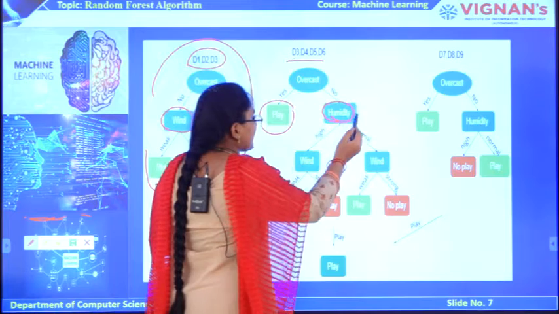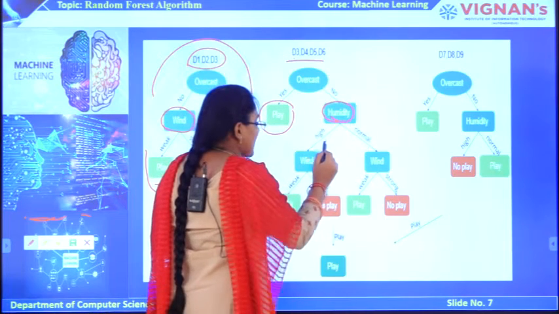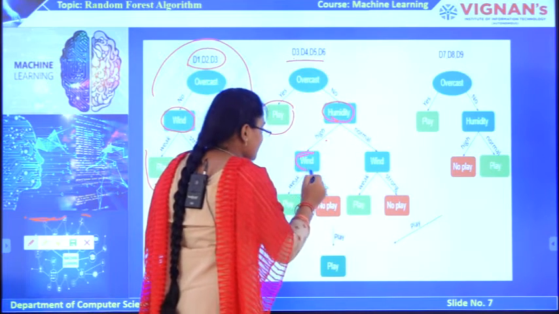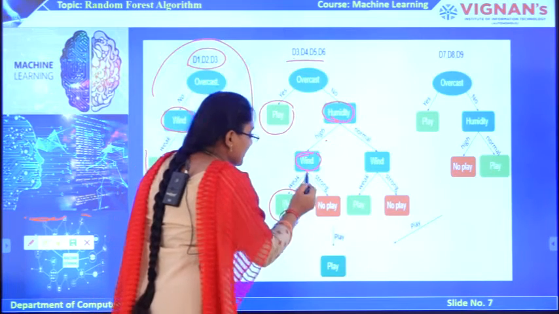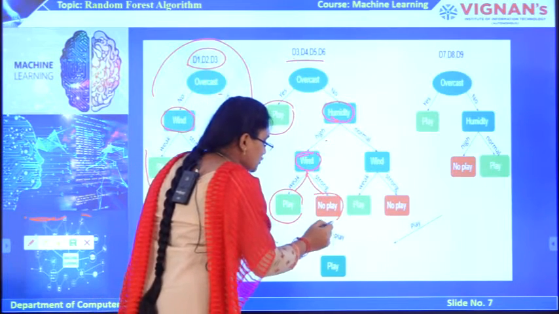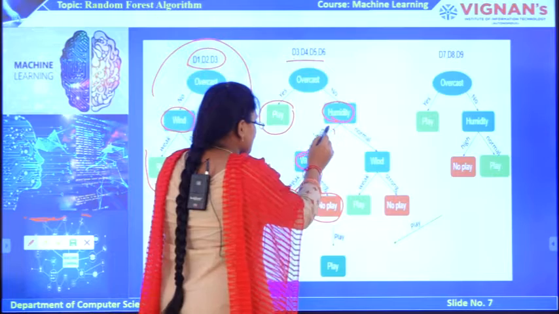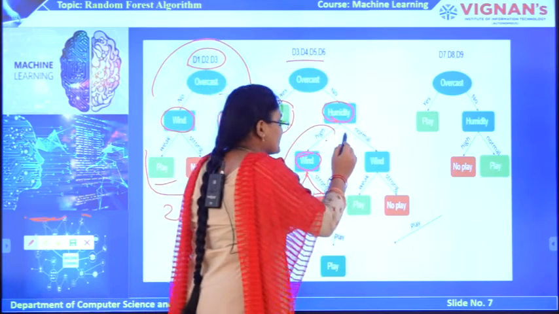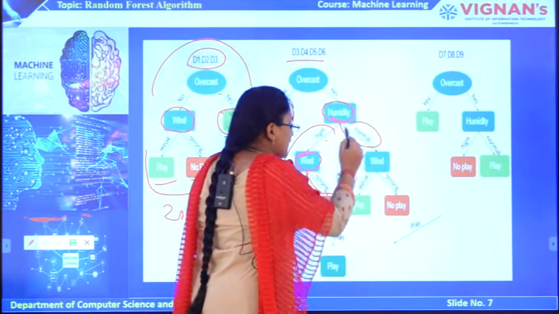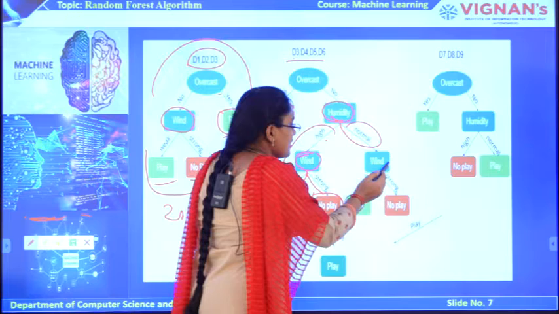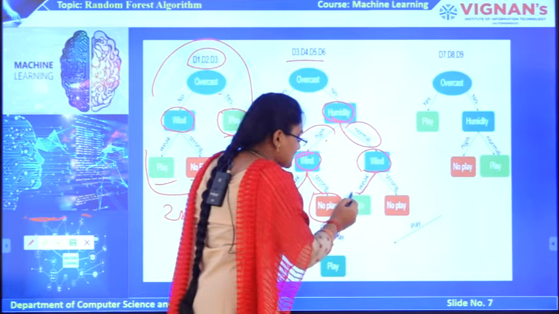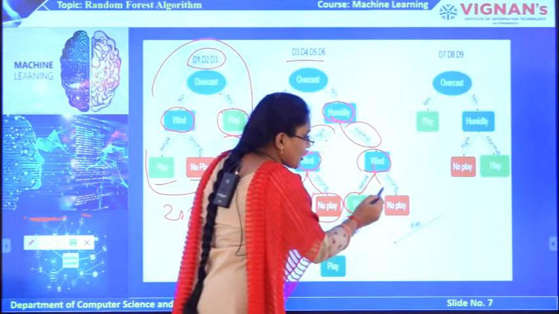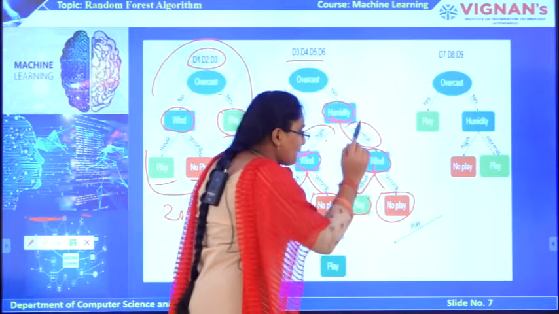If the humidity is high, then we have to check the wind. If the wind is weak, then there is a chance to play. If the wind is strong, there is no chance to play. After completion of this branch, we go and check the humidity being normal. If the humidity is normal, then we check the wind. If the wind is weak, there is a chance to play. If the wind is strong, then there is no chance to play.